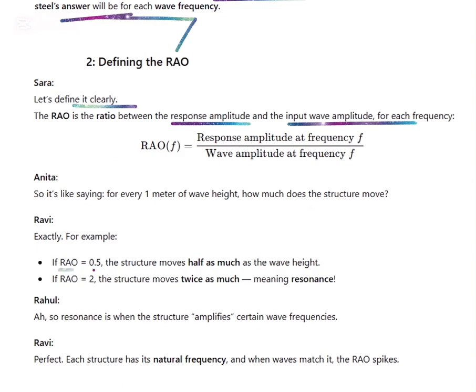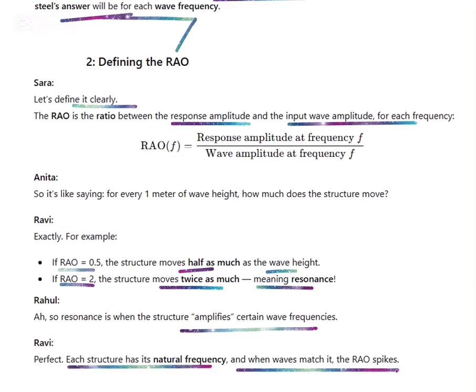For example, if RAO is 0.5, that means the structure moves half as much as the wave height, and RAO equal to 2 means the structure moves twice as much, meaning resonance. So resonance is when the structure amplifies at certain wave frequencies. Perfect. Each structure has its natural frequency, and when the wave matches it, the RAO spikes.